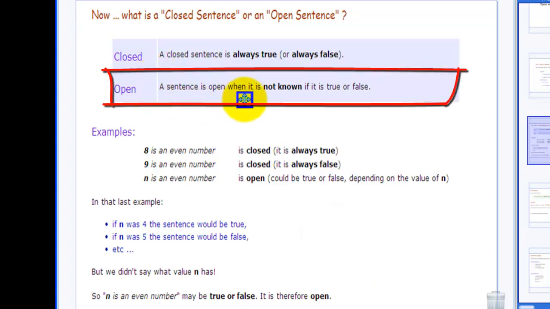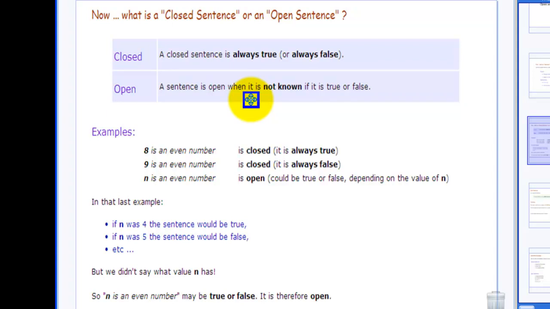An open sentence is not known. We don't know if it's going to be true or if it's going to be false. It really depends on what we have in the sentence. Now, here's an example. 8 is an even number. It is a closed sentence, and it's always going to be true. 9 is an even number is a closed sentence, and is always going to be false. That's how you know whether or not it's a closed sentence, whether it's always true or always false.